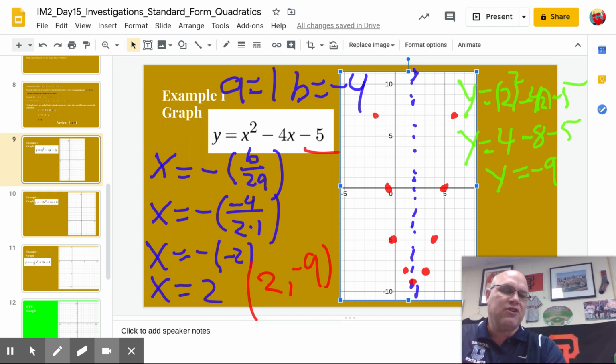Sure, I could have done this using a table of values. As a matter of fact, I've showed you that before, how you can do a table and just do one side of the line of symmetry and mirror the other side. But I think a lot of students like using the a value. Once they have that down, it's easy to use. So I'm trying to teach you that method right now.